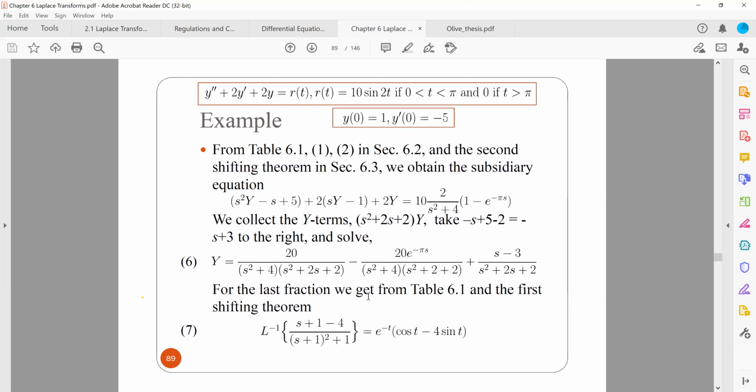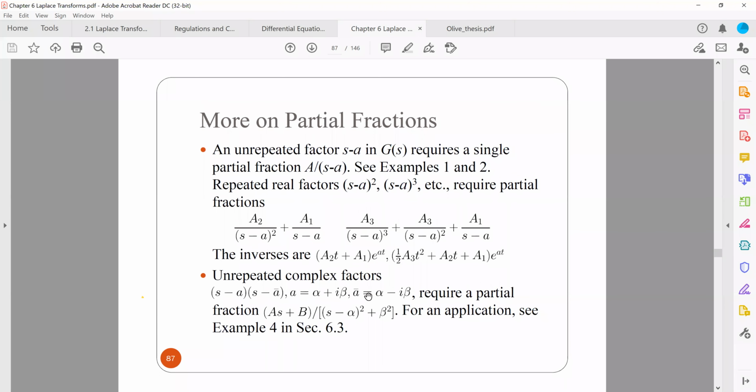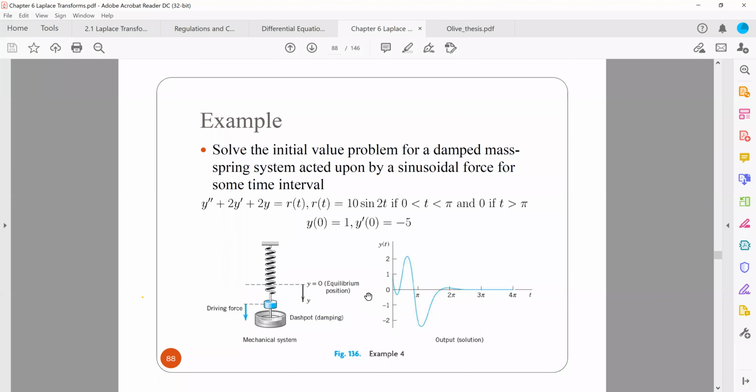You don't really care. But if you're doing partial fractions, please don't forget, if your partial fraction ends up being of this format, make sure that you have A2 over (s minus a) squared and A1 over (s minus a). Just make sure you do that, because if you don't, your partial fractions will not work out. You'll end up failing to break up your expression into partial fractions. So don't forget to do that.